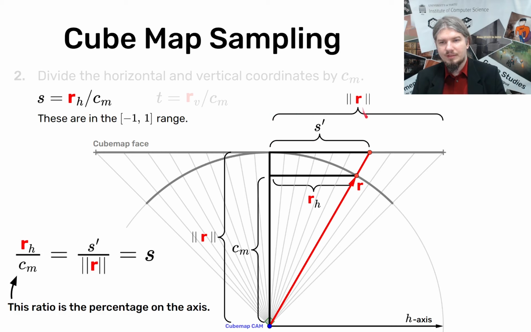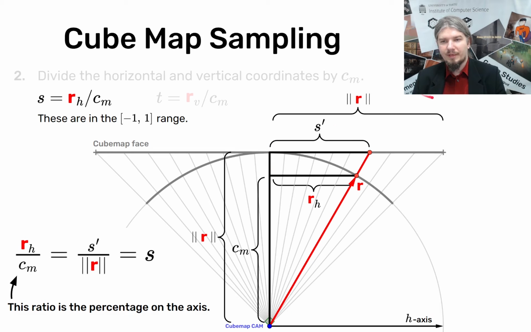And of course, this entire length here is again the length of the reflection vector r. And now we can look at the similar triangle multiplications. So RH divided by CM, RH is over here, CM, this equals the same value as this S' divided by the length of r. So those two ratios are the same. RH divided by CM is the same as S' divided by the length of r. But what is this S' divided by the length of r?